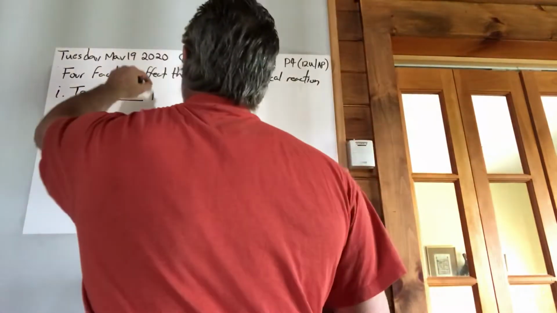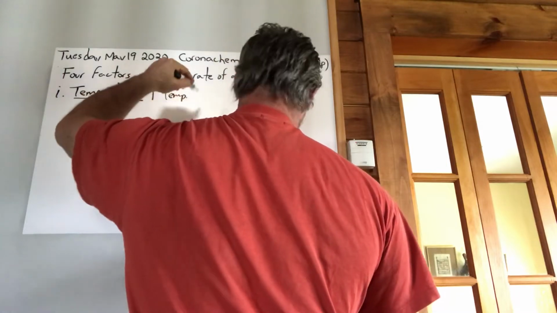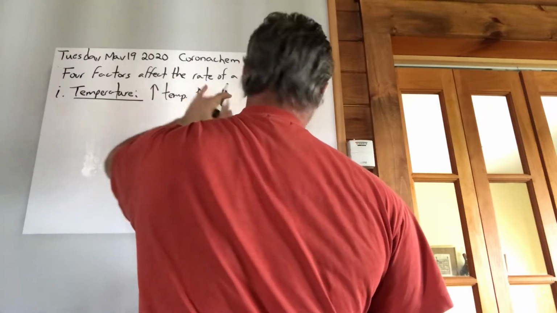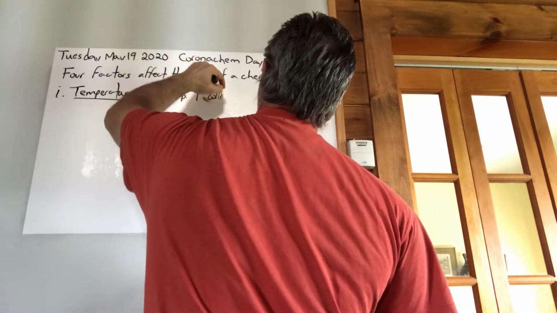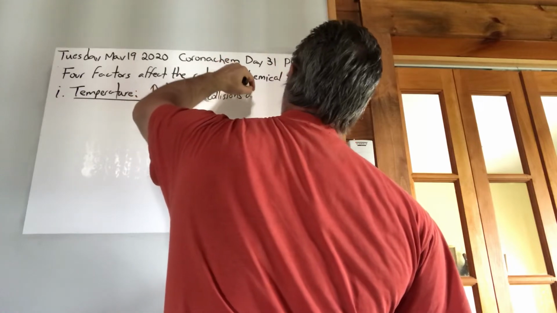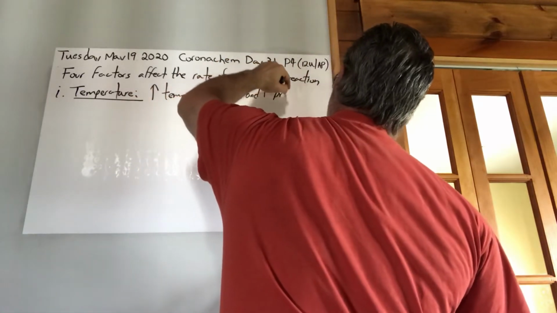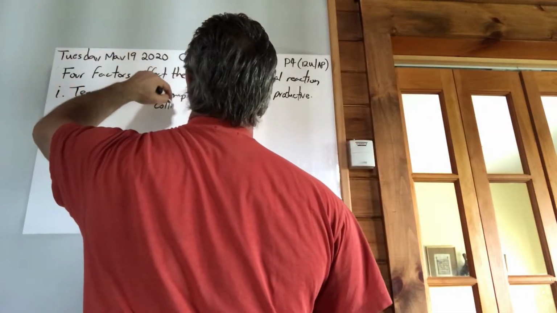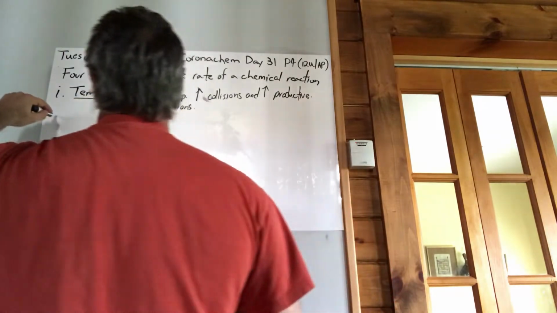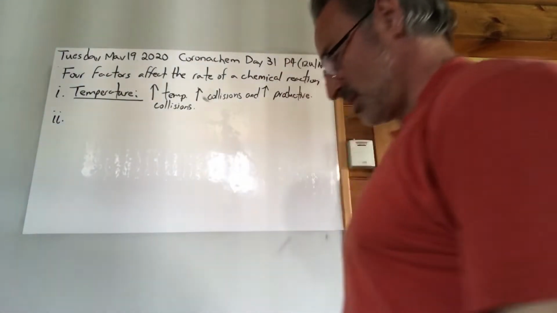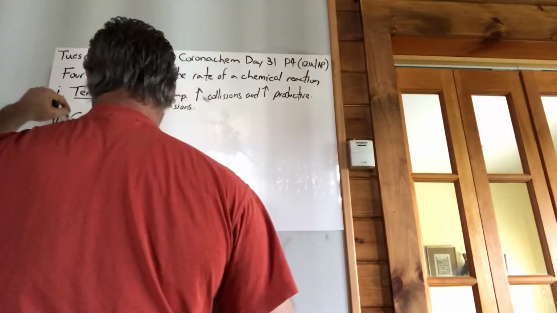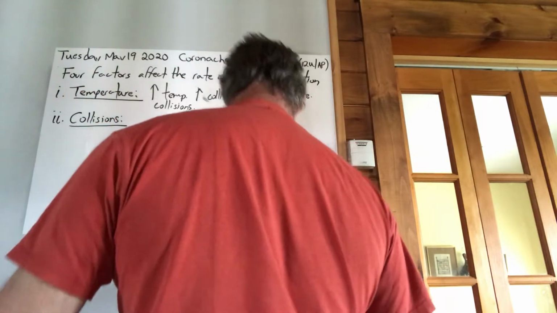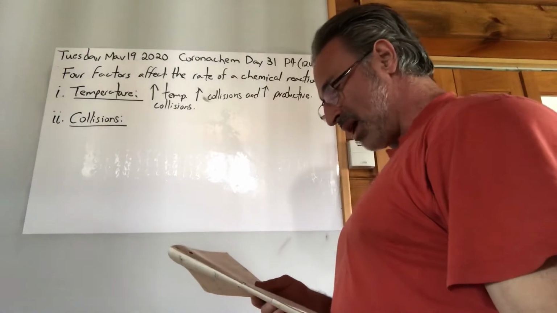So higher temperature gives increased collisions and increases productive collisions, which means collisions with enough energy. Because sometimes a collision can happen, but it happens with insufficient energy and it doesn't lead to reaction. Then collisions themselves. So an increased number of collisions increases the number of possible reactions.